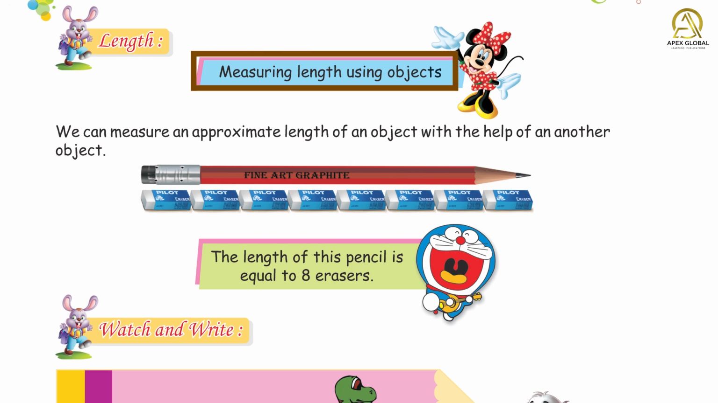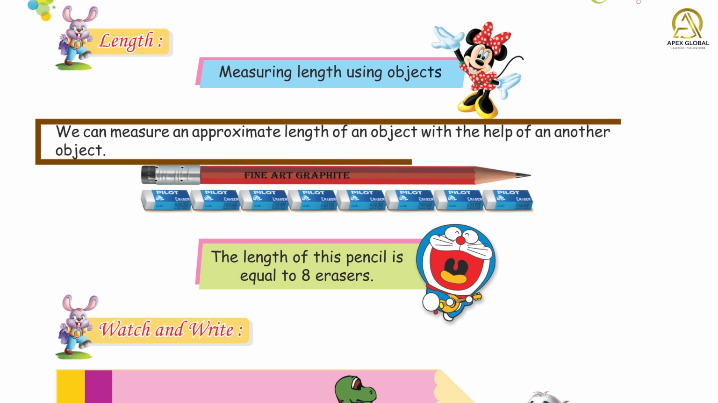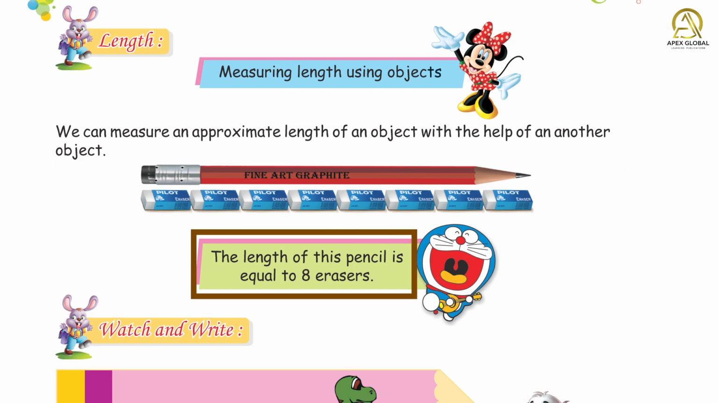Length. Measuring length using objects. We can measure the approximate length of an object with the help of another object. The length of this pencil is equal to 8 erasers.